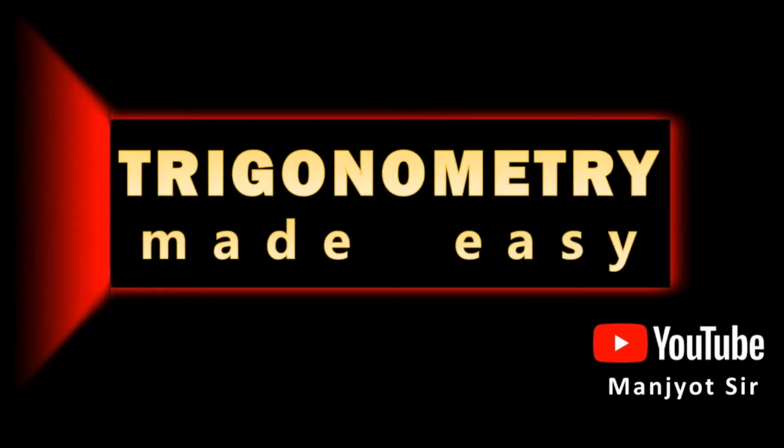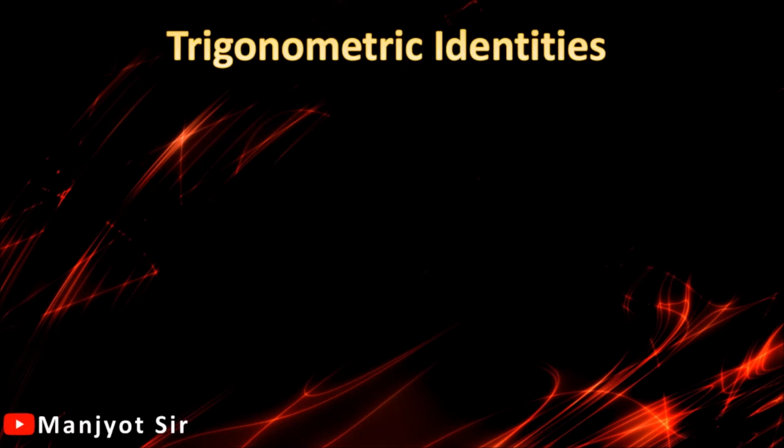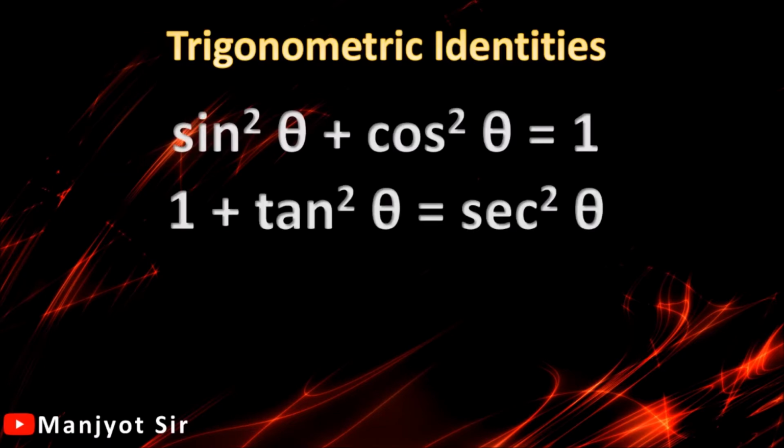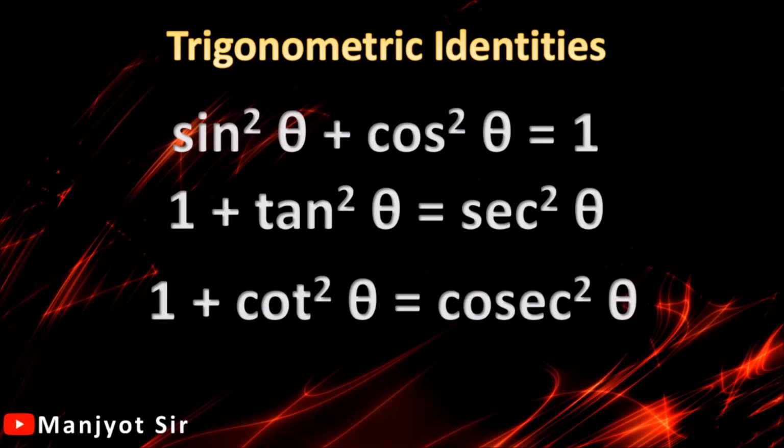Today in this video of trigonometry made easy, we are going to see some very important trigonometric identities. See my dear students, there are total 3 trigonometric identities. First is sin square theta plus cos square theta is equal to 1. Second is 1 plus tan square theta is equal to sec square theta. And third is 1 plus cot square theta is equal to cosec square theta.